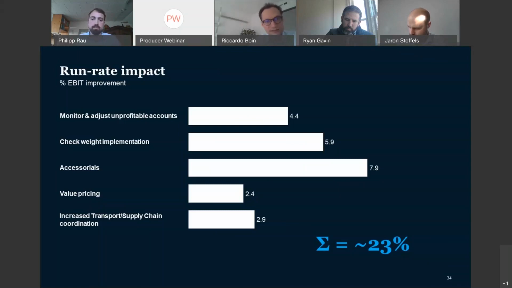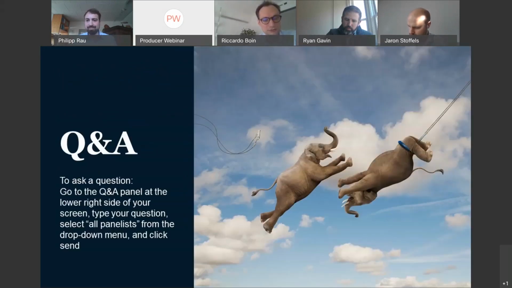So here are a few examples of how the levers that Philip was describing earlier then played out in actual transformations with relevant impact. With this in mind, I'll pass back to Philip and we open the floor to questions.